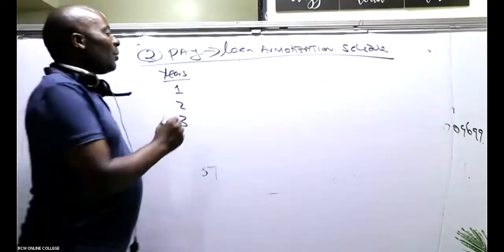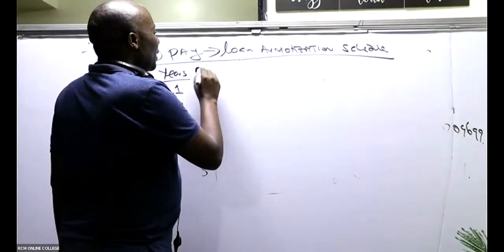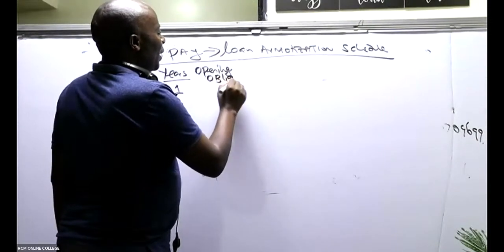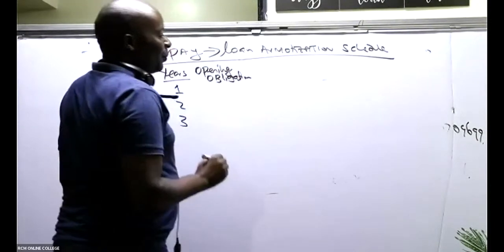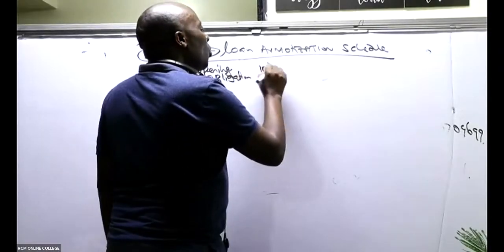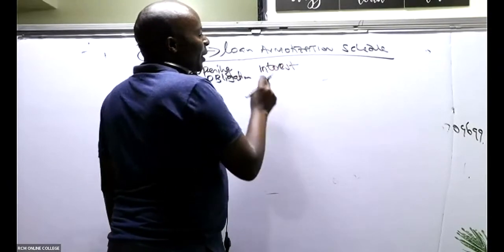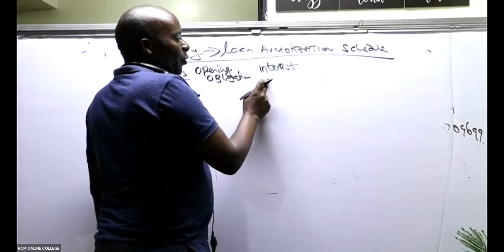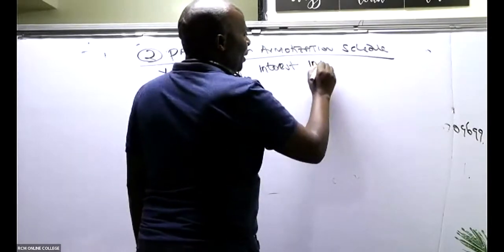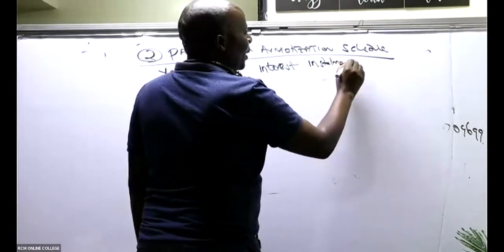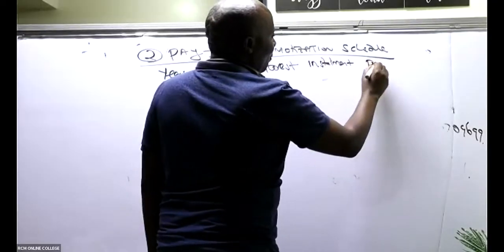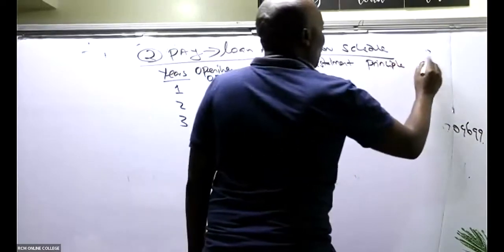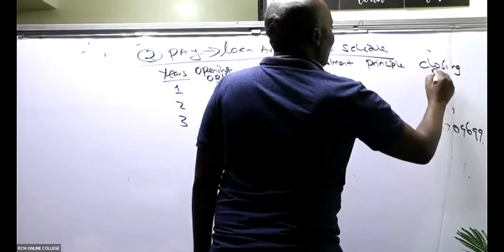So after that, ladies and gentlemen, please come here and give us the opening obligation. This opening obligation will always attract interest. Remember, interest is normally levied on opening obligation. From there, of course, we shall be able to have our installment, and then our principal amount, and lastly, what we call the closing balance.